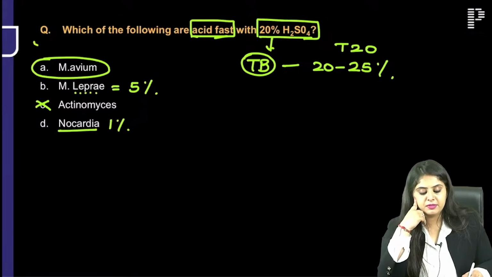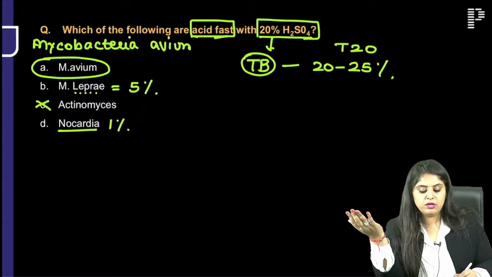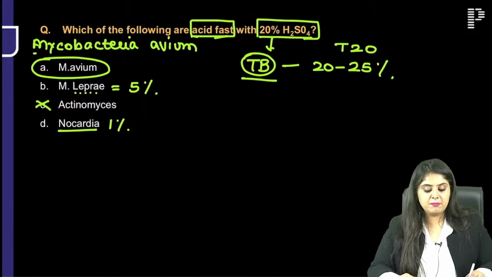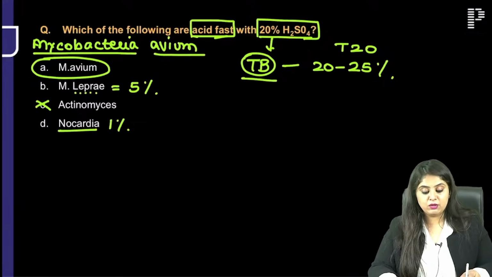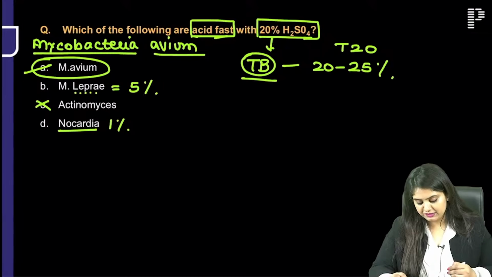What is M. avium? It's okay if you've not read it abhi tak. It is Mycobacterium avium. Ye bhi, it's not TB, but it's a TB ka further family member. So basically it is mycobacteria, but that is Mycobacterium avium, and that can also be acid fast with 20%.